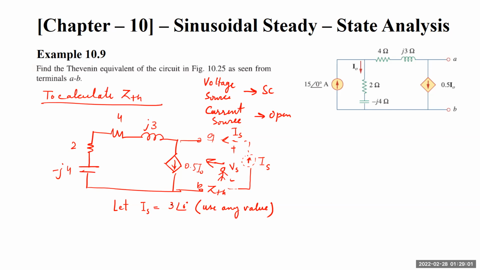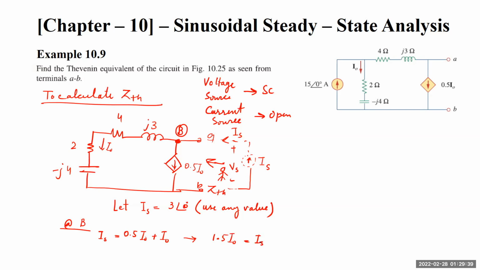You can always use as 1 angle 0 or any other value. So if we have this current source over here, say this is point B, at B the current entering the loop is equal to the current leaving. The current leaving is 0.5 I naught, and this is already I naught, so the total current is 1.5 times I naught, which equals Is.